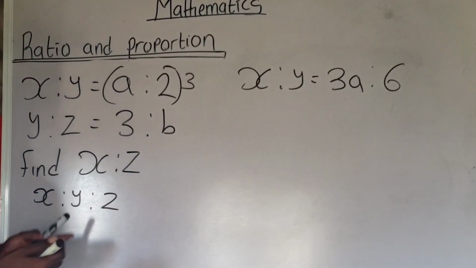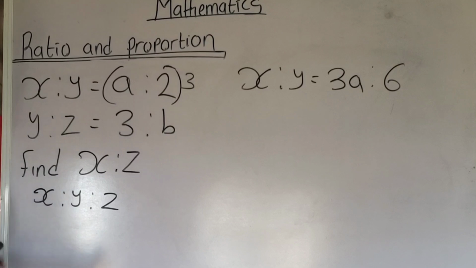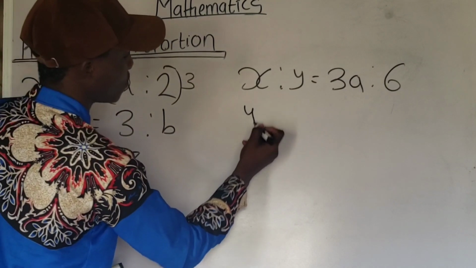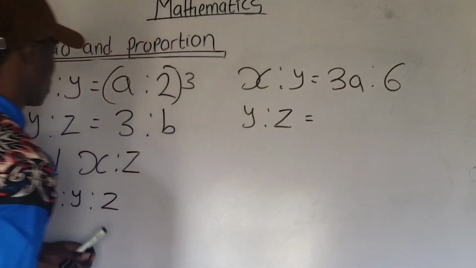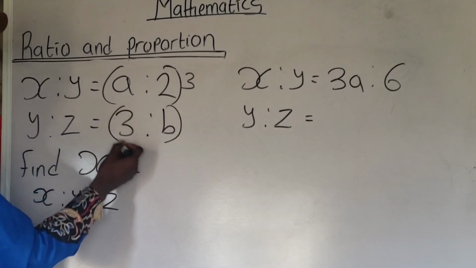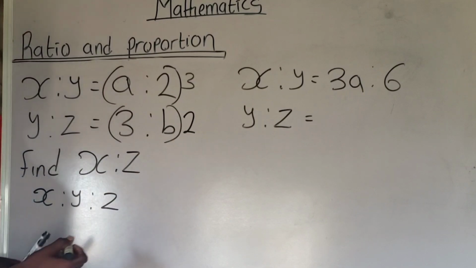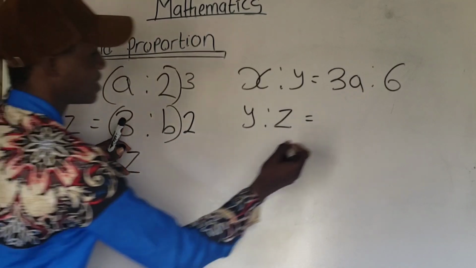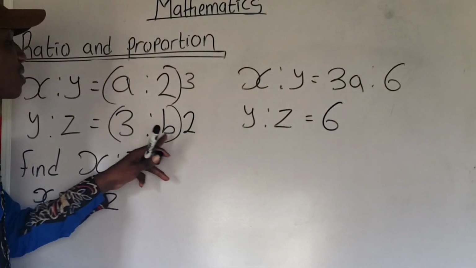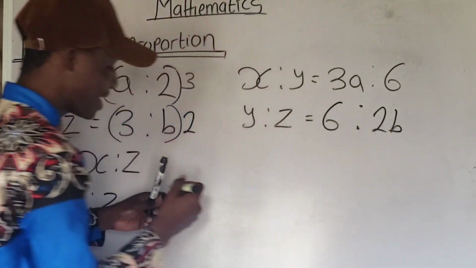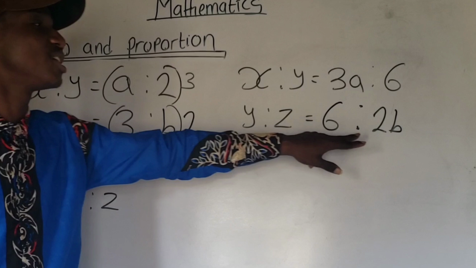Now, having multiplied the first ratio by the value of y in the second ratio, we have to multiply the second ratio also by the value of y in the first ratio. Do you understand? The value of y in the first ratio is what? 2. So 2 multiplied by 3, that is 6. 2 multiplied by b, that is 2b. So y ratio z now becomes 6 ratio 2b.